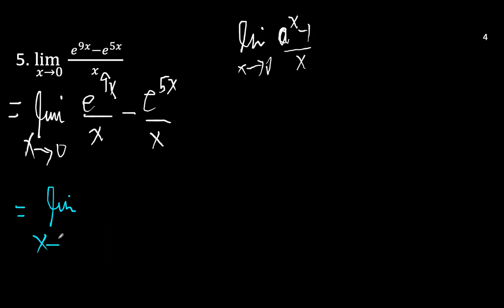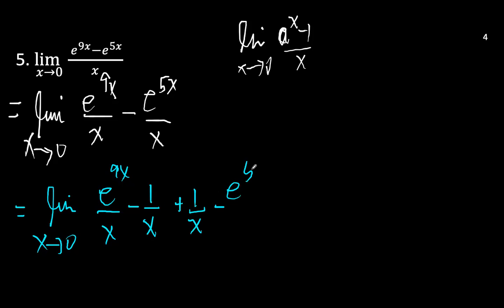We're going to copy the limit as x approaches 0 of e raised to 9x over x. I could subtract this by 1 over x, such that I would get e raised to 9x minus 1 all over x. Also, since I added -1 over x, I need to add 1 over x as well, such that it's the same as adding 0. And copy e raised to 5x over x.